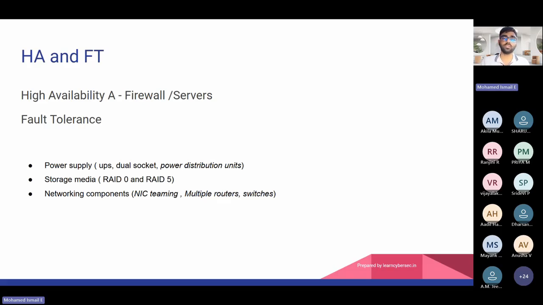Everyone's aware what is uninterrupted power supply, keeping a battery or a respective device that will sense if the primary grid power is down, and will switch to the battery power supply. Now dual socket or power distribution units, within the system, two power cables will come, one plugged to the common grid, another one is battery. So if one is down, the another one will take care.